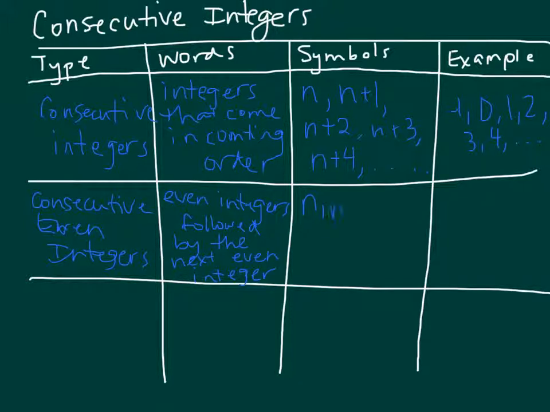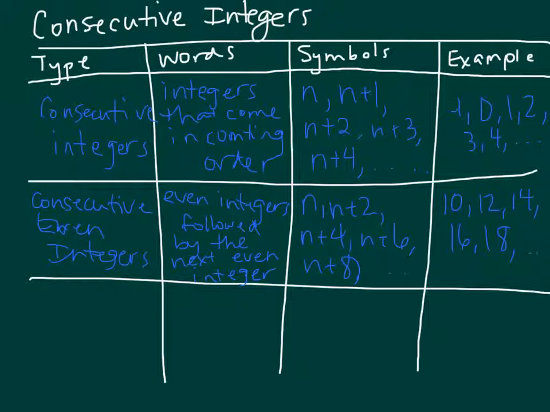So it's not n plus 1, it's n plus 2. And the next one would be 14, so then n plus 4, and then n plus 6, and then n plus 8, and so on. Okay, examples, let's just use that example. 10, 12, 14, 16, 18, and so on are consecutive even integers.